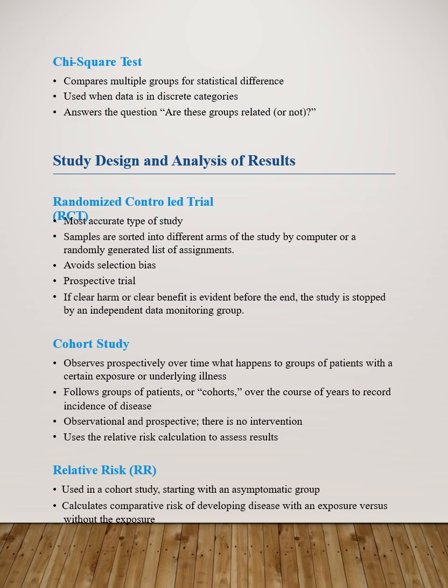Then let's discuss so-called study design and analysis of results. Number 1 is RCT, or randomized controlled trial. Number 1, this is the most accurate type of study. Number 2, samples are sorted into different arms of the study by computer or by a randomly generated list of assignments. Number 3, avoids selection bias.